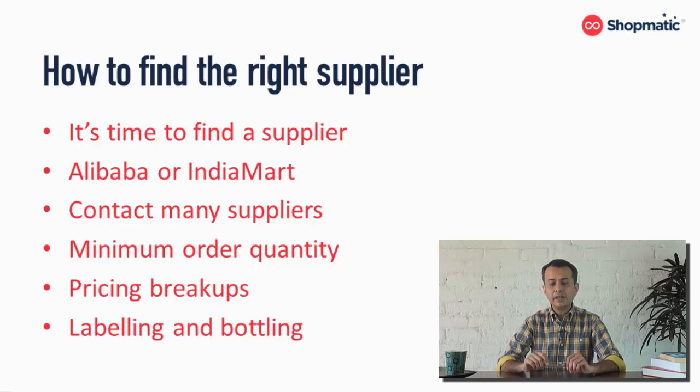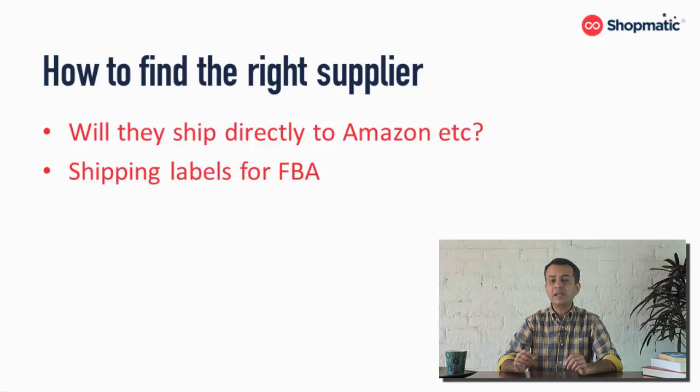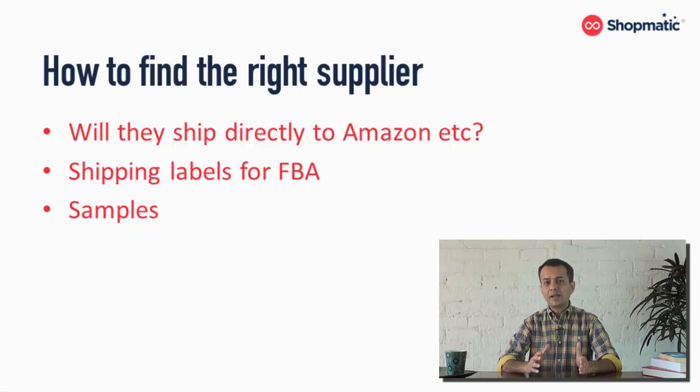Ask the supplier if he will be ready to do the labeling and bottling. Many won't, but it's good to know that in advance. Find out if they will ship directly to Amazon, Flipkart or Snapdeal for you, because this can really make it extremely easy. You don't even have to touch the product. It gets produced, gets labeled and packed, and off it goes. Let them know that you will be sending them shipping labels for FBA in case you're going down that route. Get samples and photographs of everything. Now, it's important to find suppliers and contact them and ensure that they get back to you within under 24 hours and they have a very short turnaround time.